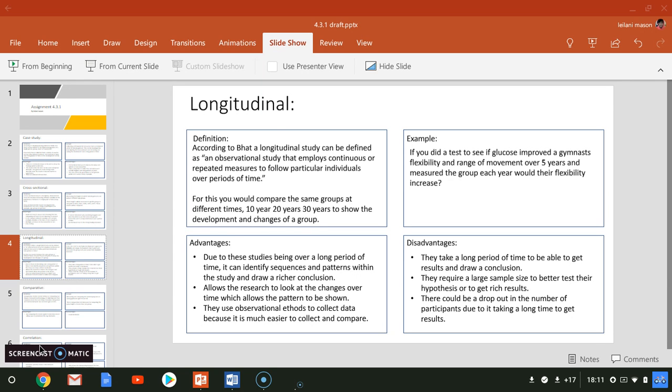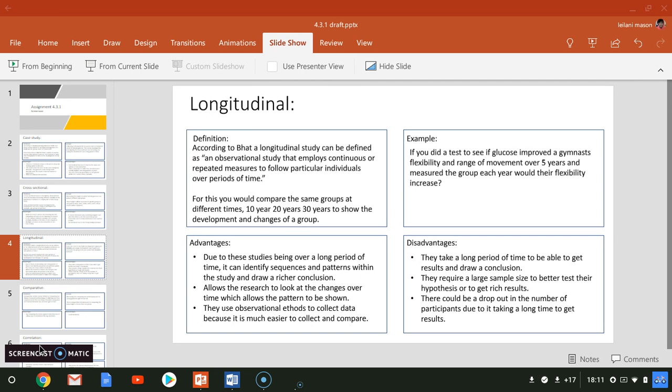If you did a test to see if glucose improved gymnasts' flexibility range of movement over 5 years, and measured the group's flexibility each year, this is a longitudinal study because it happens to the same individuals over the same amount of years, so every 5 years.